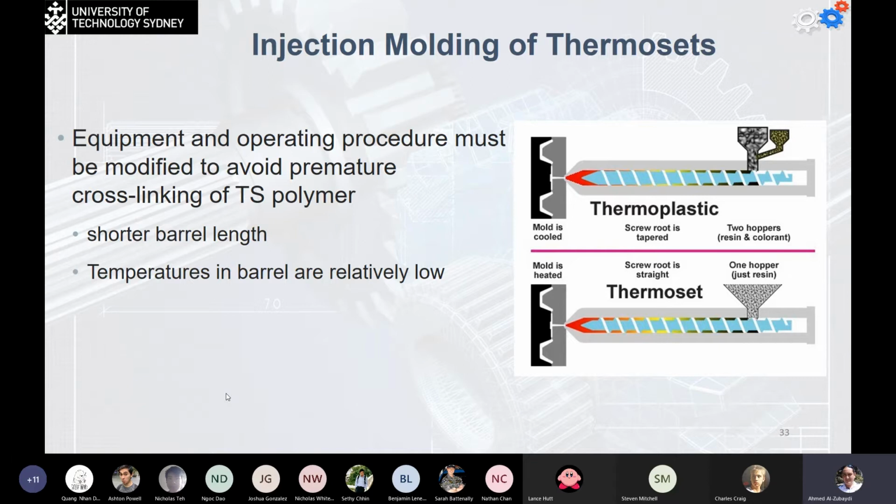The melt is going to be injected into the heated mold, and the cross-linking occurs to cure the plastic. The curing is usually the most time-consuming process in this operation, because it's not going to solidify at the same rate as the thermoplastic. After the solidification, the mold is going to open and the part is going to be removed.